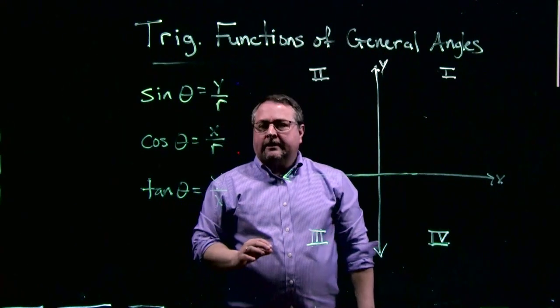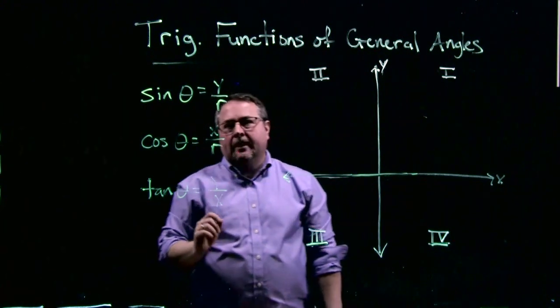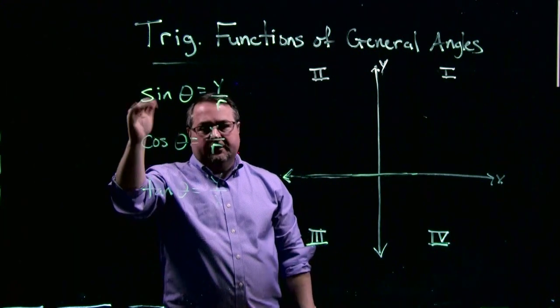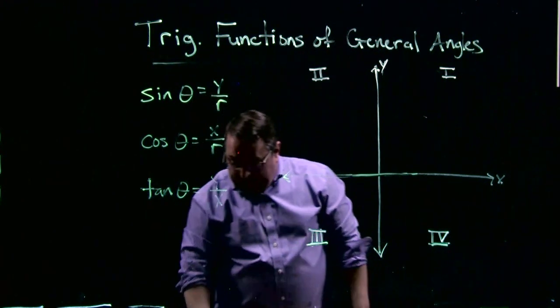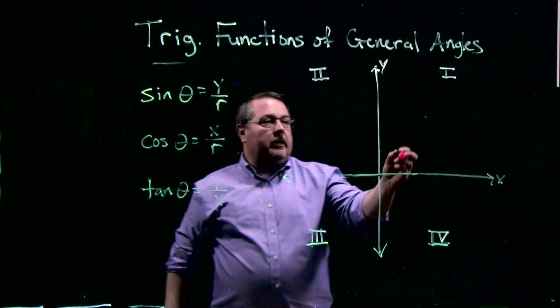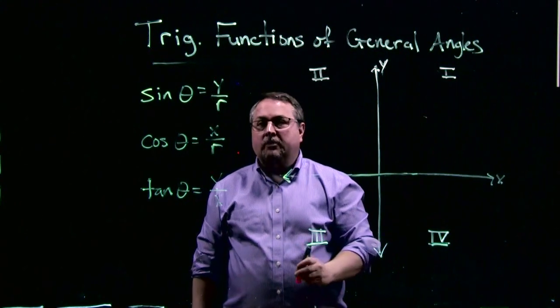Now we're going to look at how the quadrants of our terminal side are going to affect the trig values, particularly sine, cosine, and tangent, of our angles. And we'll notice a pattern in terms of which trig functions are positive or negative in which quadrants.